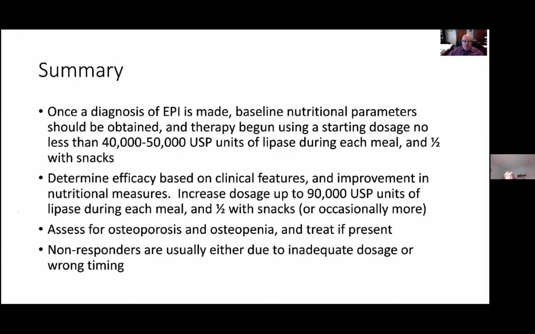Assess for osteoporosis and osteopenia and treat that directly if it's present. And if they're not responding, make sure they're actually getting the drug and that they're getting it at the right time.